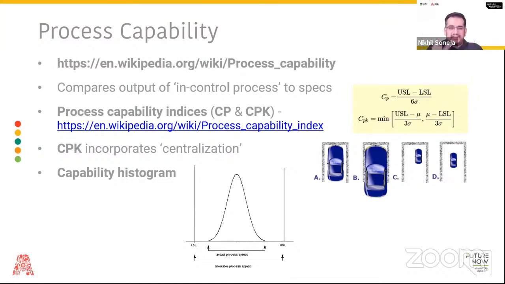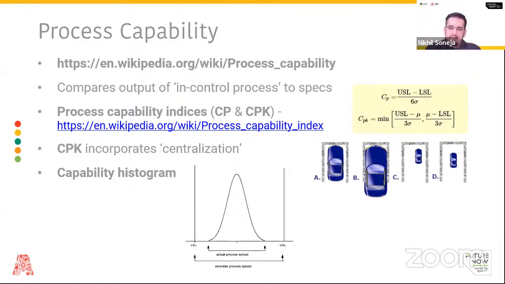It compares, and with process capability, unlike those, you do have to give it some specs. We'll be saying the upper design spec and the lower design spec, and it compares an in-control process, which is a good process, to the specs and says whether it's capable.